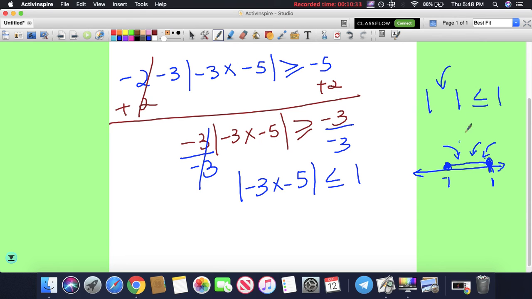So now that we know, we've got to figure out, what can I replace this x with? Well, I've got to replace x with a number so that when I do this calculation here, it results in a number between negative 1 and 1, right? And this is an AND problem, so we're going to write that negative 3x minus 5 has to be less than 1, right? It has to be less than 1, but it has to be greater than negative 1. So that's our equation. Inequality, sorry.